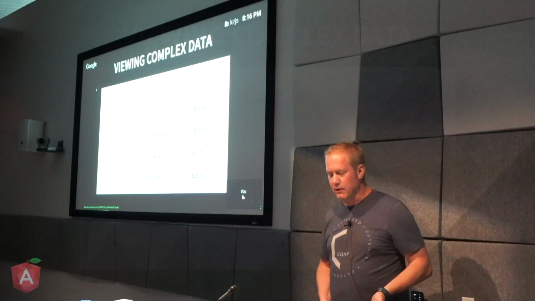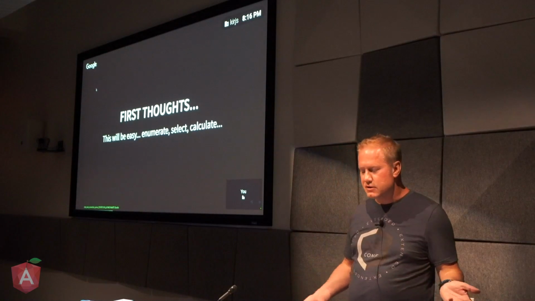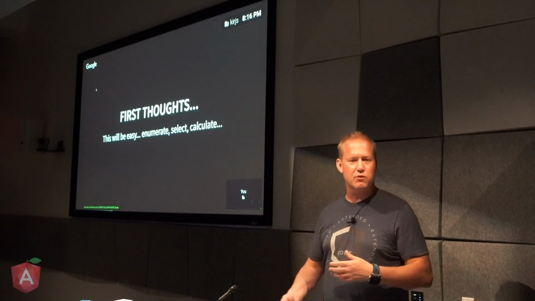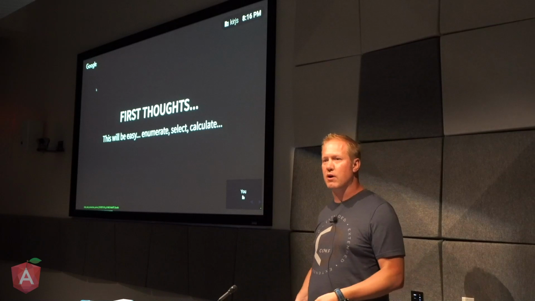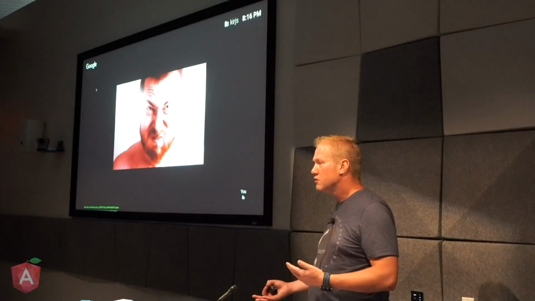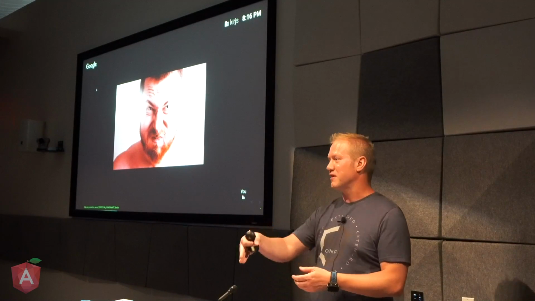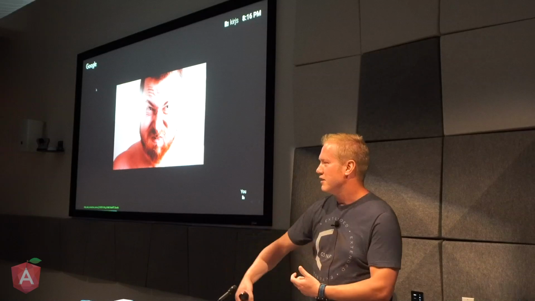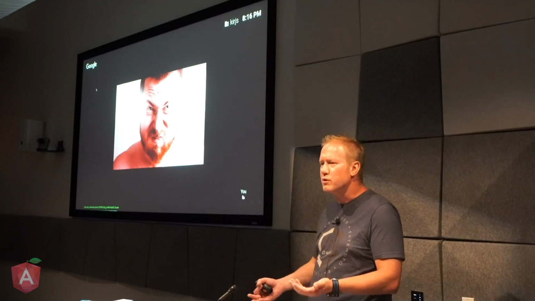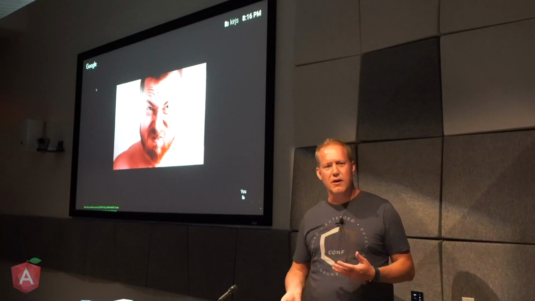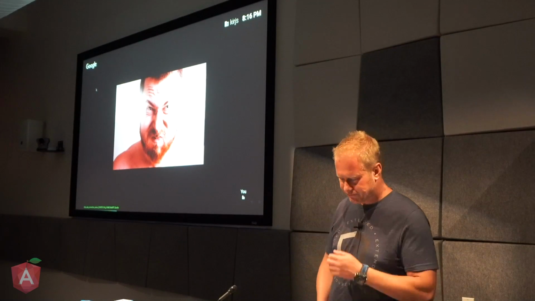So when we first thought about this, it's like, this is going to be easy, right? We're going to enumerate over some stuff, we're going to select, we're going to calculate, it's going to be great. But that actually wasn't true. Selectors don't have parameters. So there's no way that I can just enumerate over, shove in an ID, get a value back, and that's really not an NgRx way of doing things. So our first pass, we were a little frustrated. We're like, all right, this doesn't really work so nice.